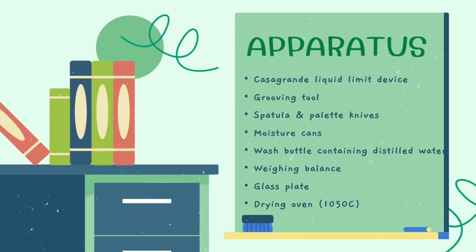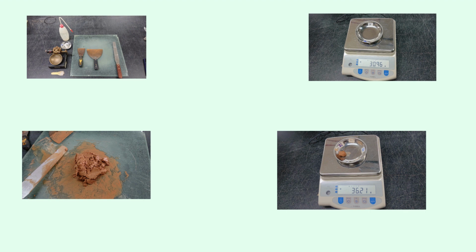So for the apparatus that we use in Atterberg limit Casagrande, there is the Casagrande liquid limit device, grooving tool, spatula and palette knife, moisture cans, wash bottle containing distilled water, weight balance, glass plate, and drying oven. So this is the picture of the experiment we conducted.